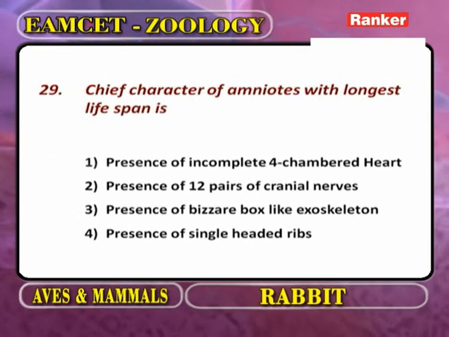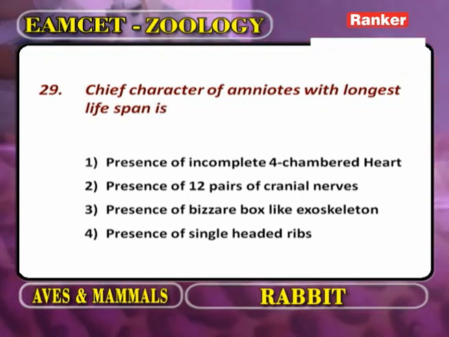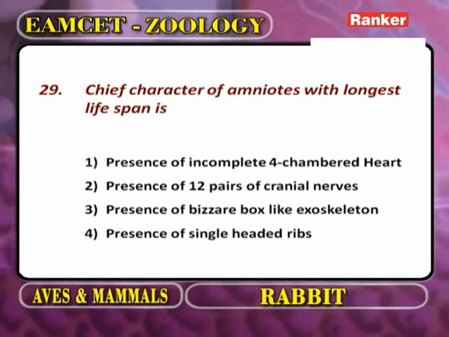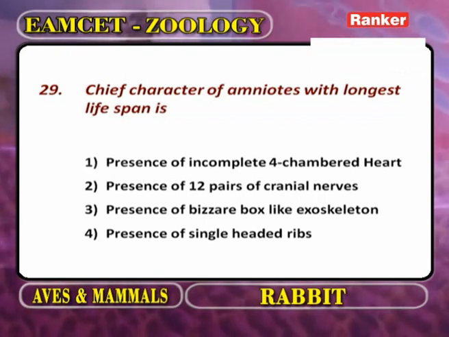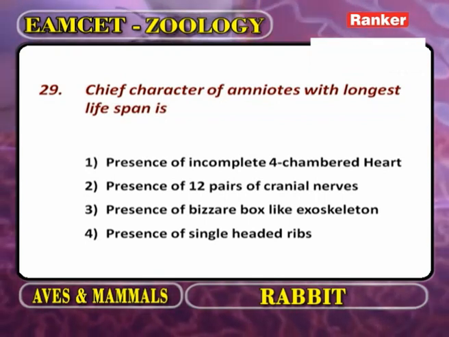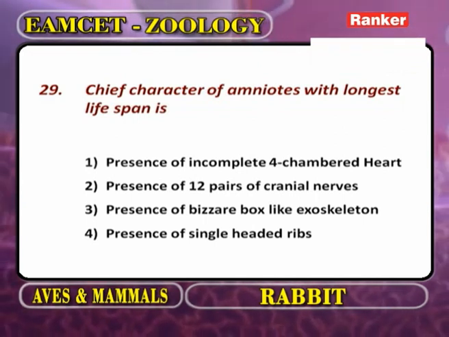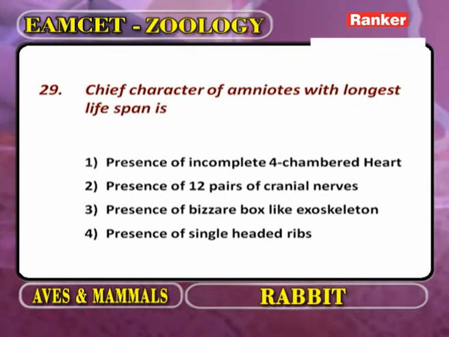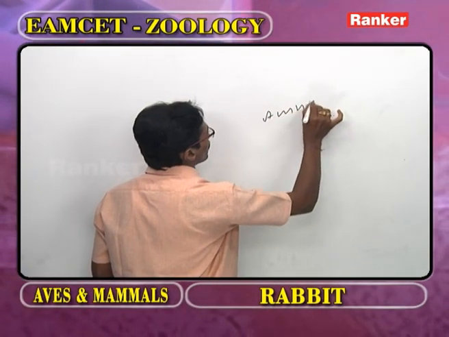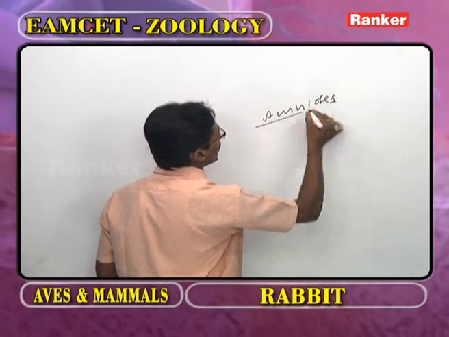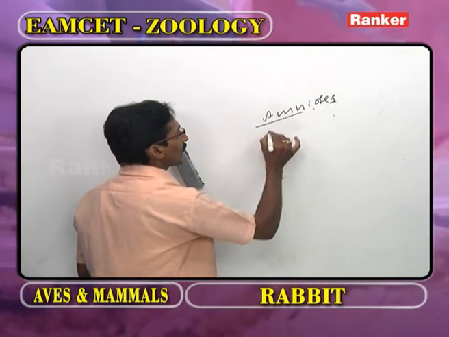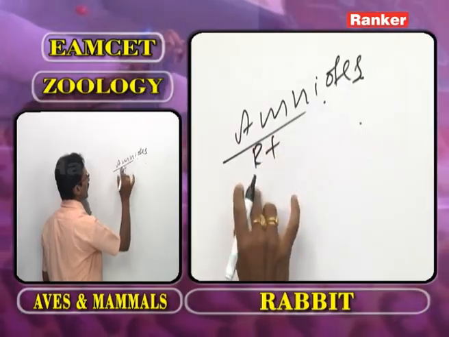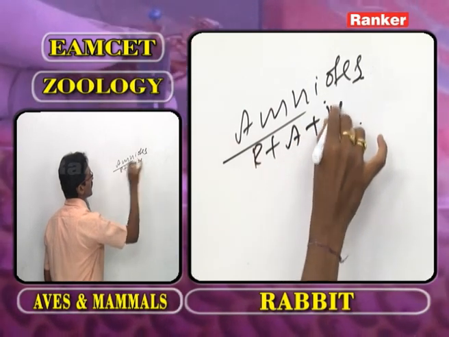Chief character of amniotes with the longest lifespan. Now again, you observe the question. Here they are asking the chief character of amniotes. Now, what are the amniotes? Amniotes means what is present? Amnion. Now, what are the amniotes? We know very well reptiles, aves, mammals.